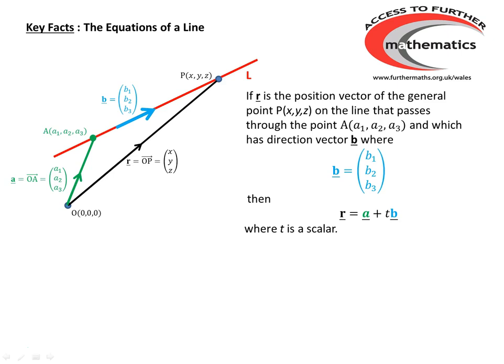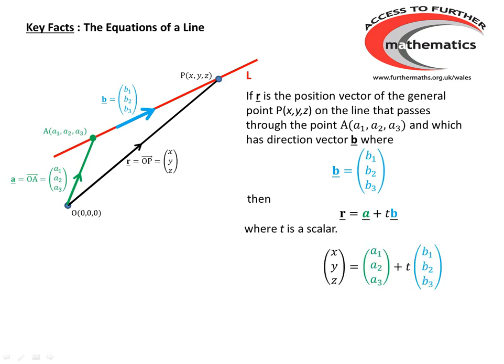A is the position vector of the known point on the line, which we are calling the point A with coordinates A1, A2 and A3. And t is a scalar, that is just a normal number, and b is a known direction vector for the line. A direction vector for the line is simply a vector that runs along the line.